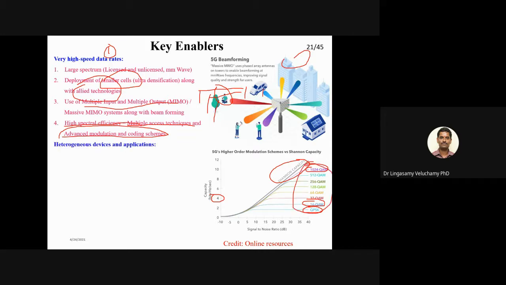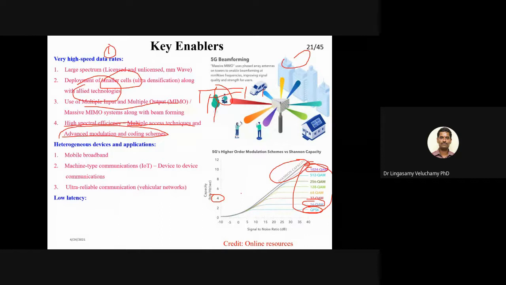Next is heterogeneous devices and applications. Now we discussed that many devices, for example IoT devices, ultra reliable low latency vehicular devices, are coming together and working together, so that it is an opportunity for 5G to enhance.